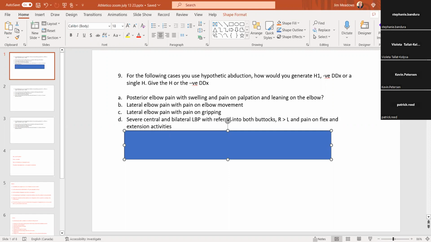So now the second one, lateral elbow pain on elbow movement. Same question again. Jim, can I go back to the first example here? Can I tell you my experience with it? So I initially wrote down H1, olecranon bursitis. That's just kind of my first thought. And so now I'm thinking, well, that's my own bias because I have experience with that.